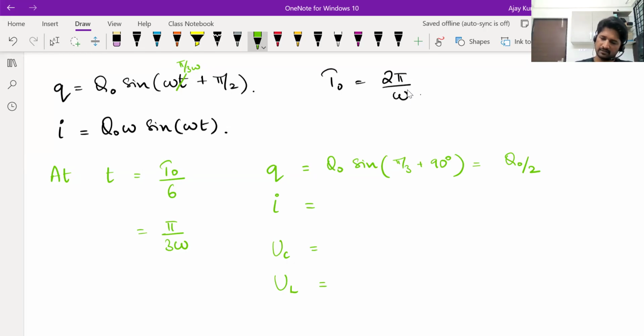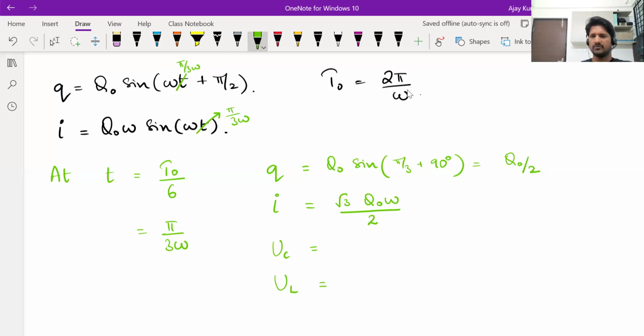Next, current. Directly substitute the time that you are given here. Pi by 3 omega. Omega gets cancelled. Sin pi by 3. Sin 60 degrees is root 3 by 2. So the current becomes root 3 Q naught omega by 2. Okay. So charge has not gone to 0 all the way. So current also has not reached its peak value. It's root 3 by 2 times the peak value. It still did not become maximum.